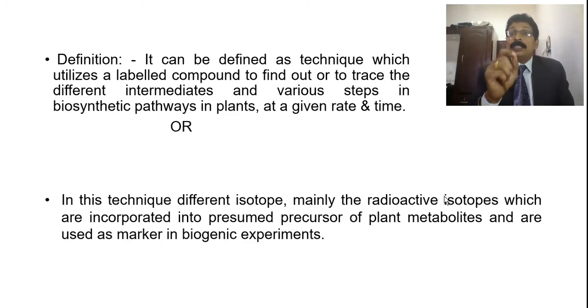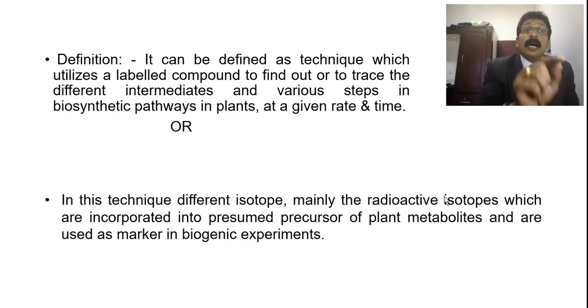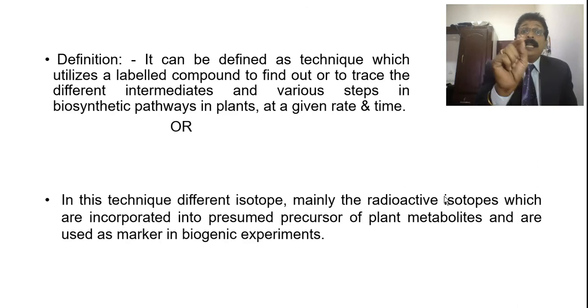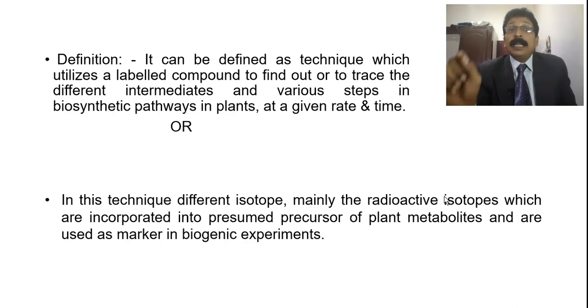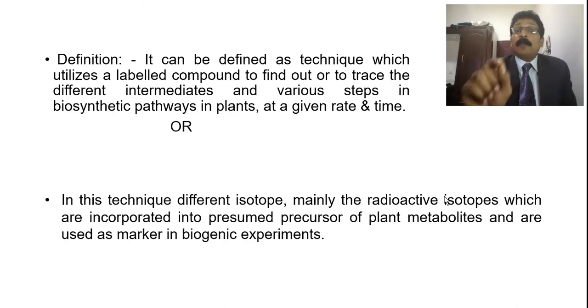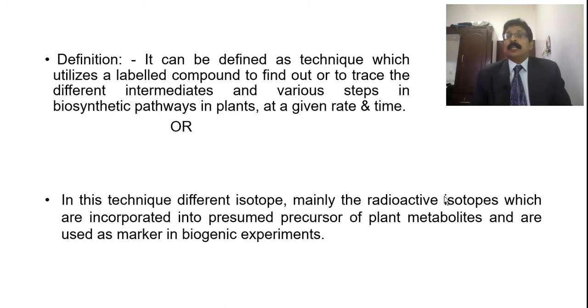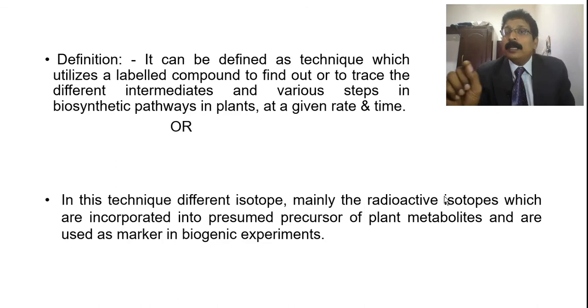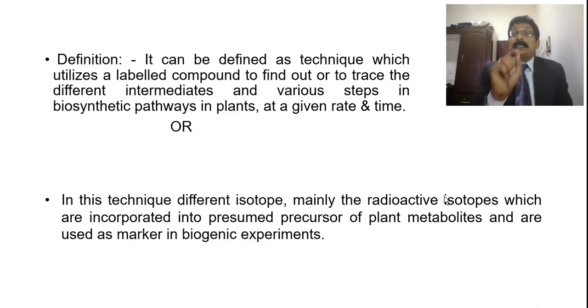Students, you have to listen to this, because only if you know this can we go to the next step and understand it. There you have written: utilize a labeled compound to trace different intermediates and various steps in the biosynthetic pathway in plants. Now I think you are clear. It is a clear sentence, but it has a more interesting understanding. You should understand the clear meaning of that.